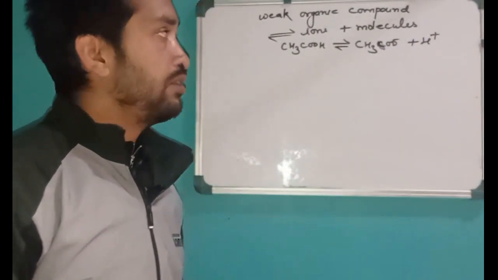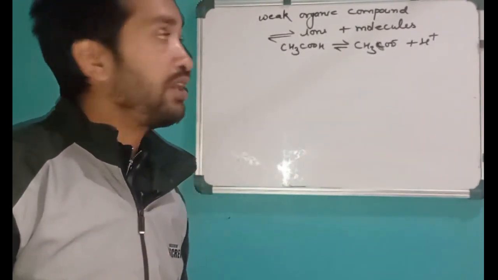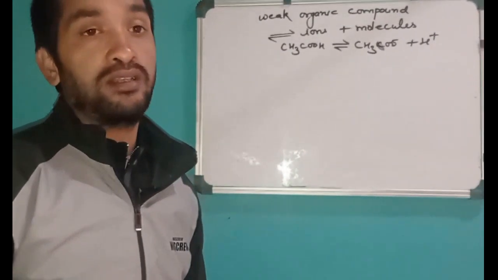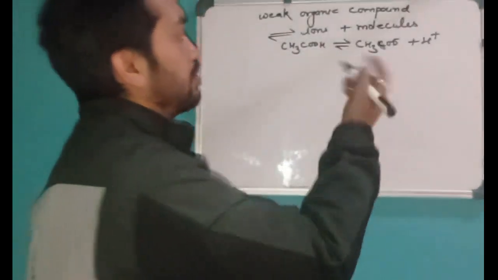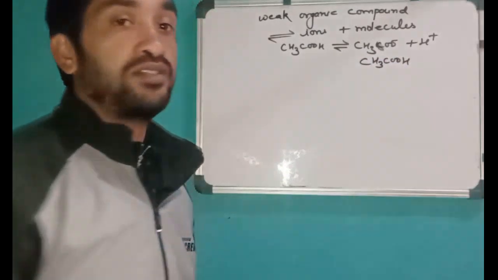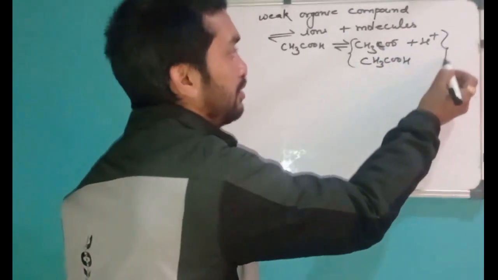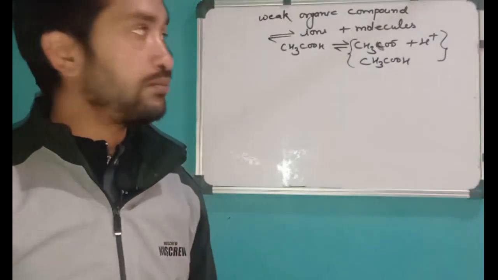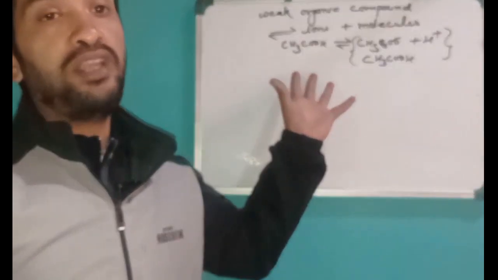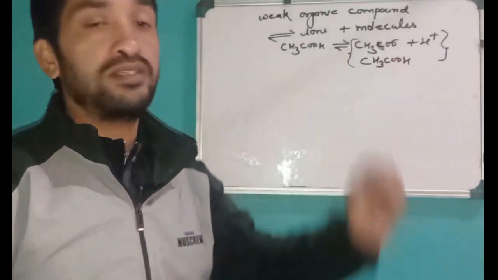But in the solution, you won't find only CH3COO negative, that is the acetate ion, and the hydrogen ion. They are not alone there. Something more is there, and it's the undissociated molecules of CH3COOH. So in the solution, you are going to find these 3 species because it is a weak acid. So a weak acid, when dissociated, gives ions as well as molecules.